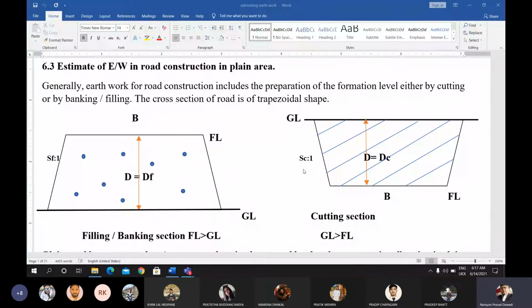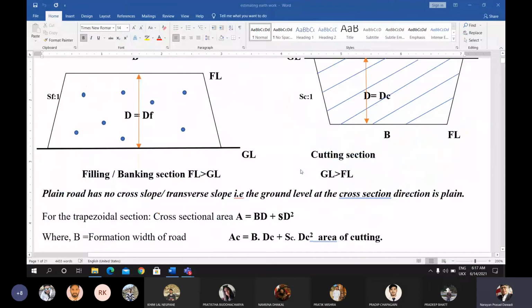There is no cross slope of the ground along the cross section direction. Plain road has no cross slope, that is the transverse slope. That is, the ground level in the cross section direction is plane. This ground level remains plane. This black line is the ground level which remains plane.